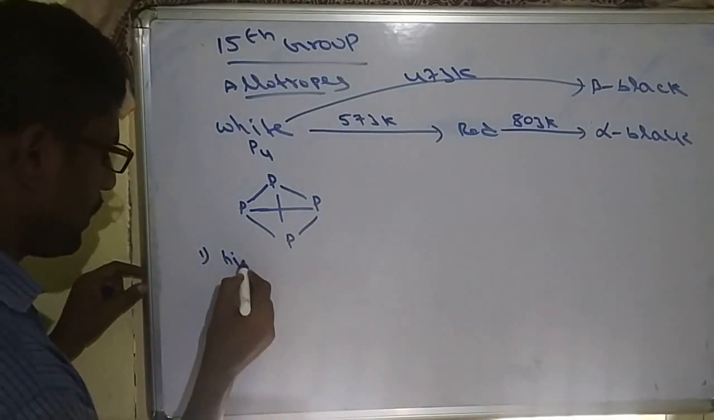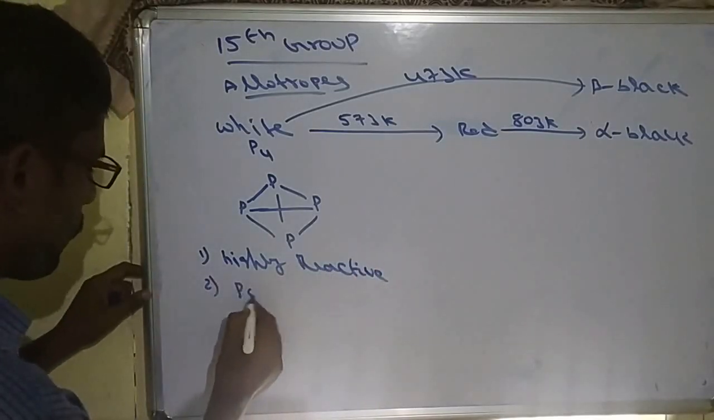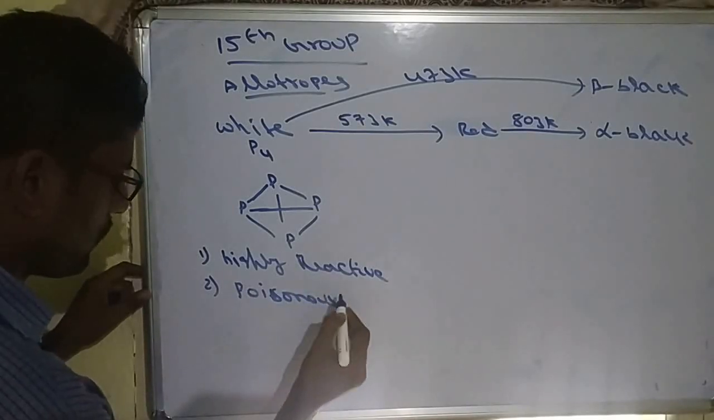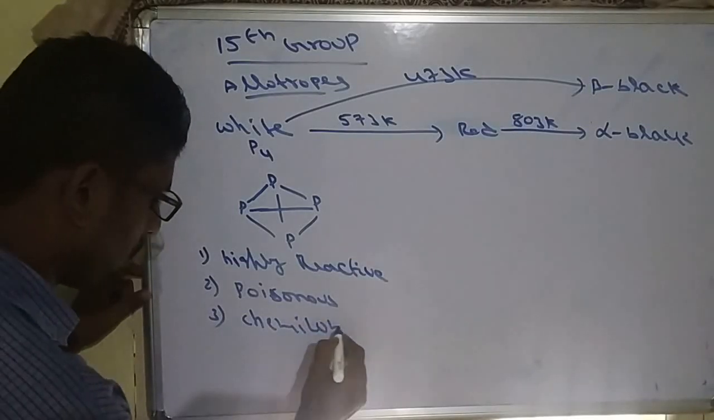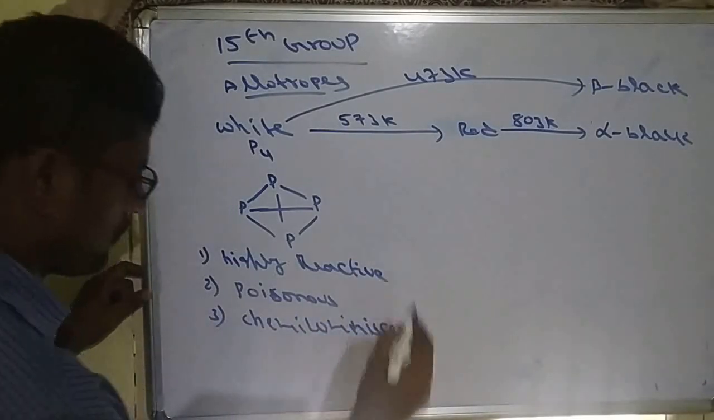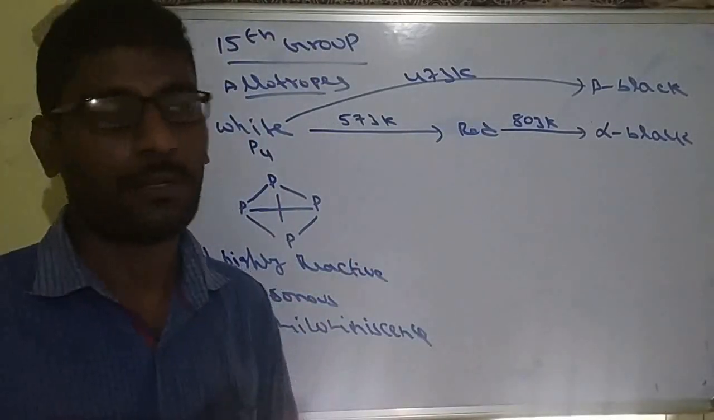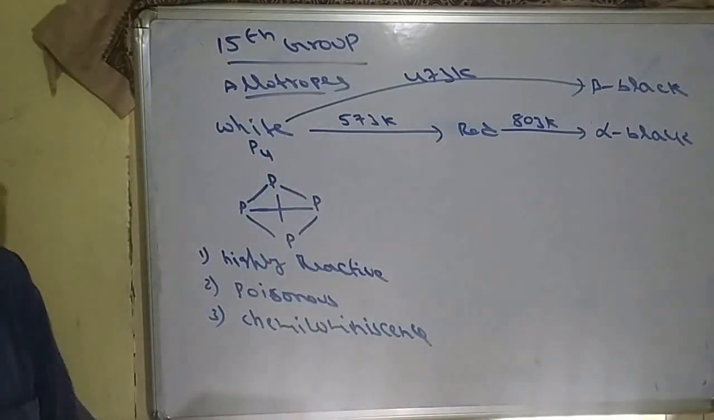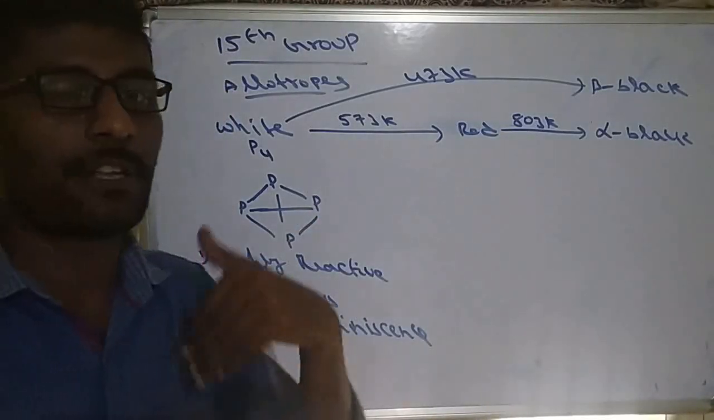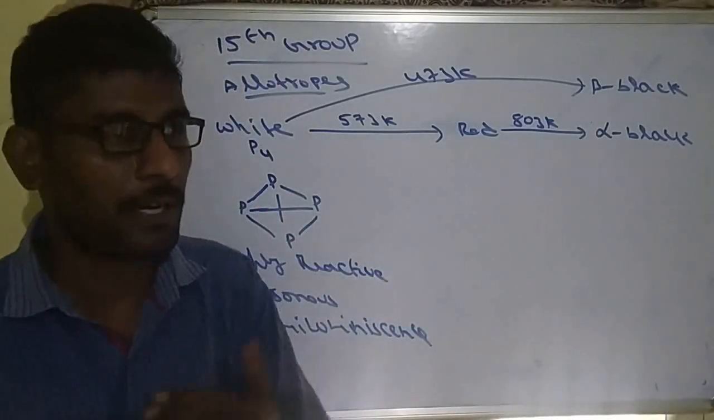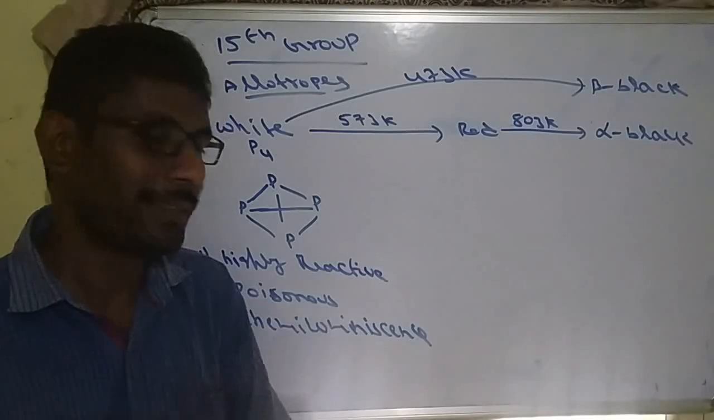It is highly reactive and it is poisonous in nature. And it will show chemiluminescence. Chemiluminescence means that at night time white phosphorus will glow. Why? Because it undergoes oxidation with oxygen in the atmosphere and is converted to phosphorus oxides. This is an exothermic reaction and releases heat energy, so that's why light is observed. That is called chemiluminescence.